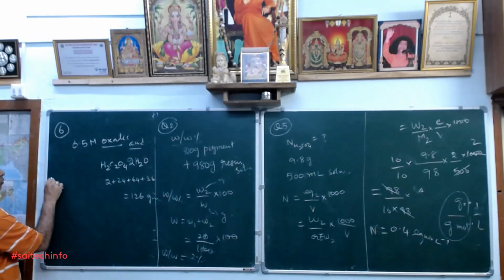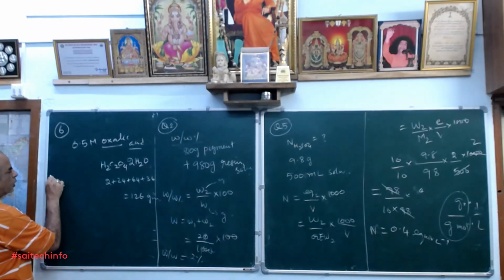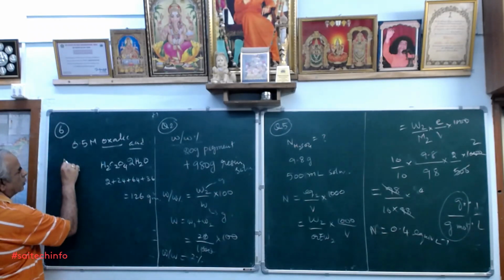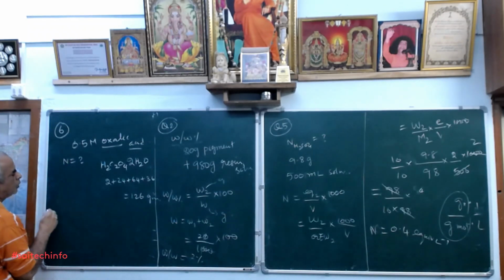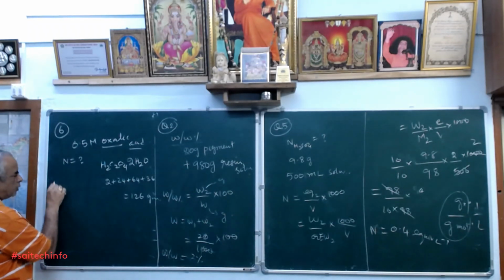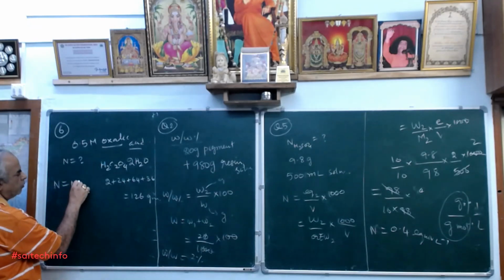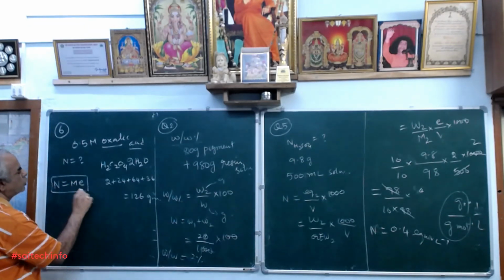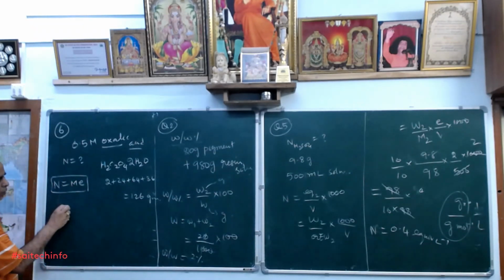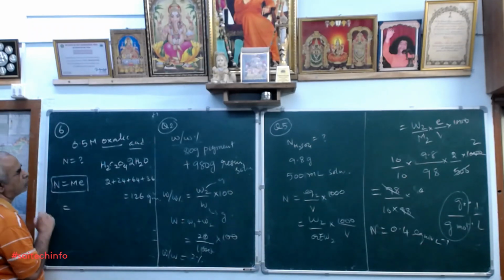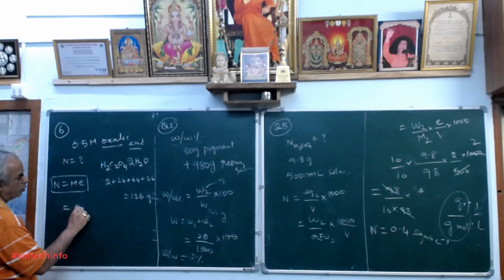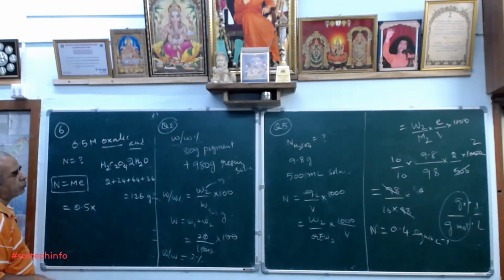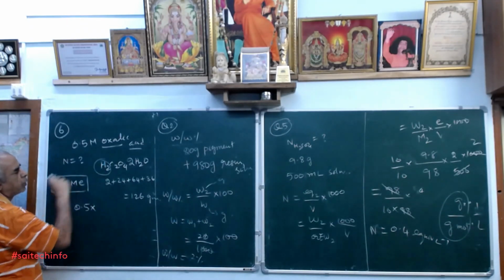Now, what is the question asked? The normality is asked. So here we can have N is equal to M into E. You can make use of this formula straight away. So M is equal to 0.5. Valency factor: here it has got 2 replaceable hydrogen.